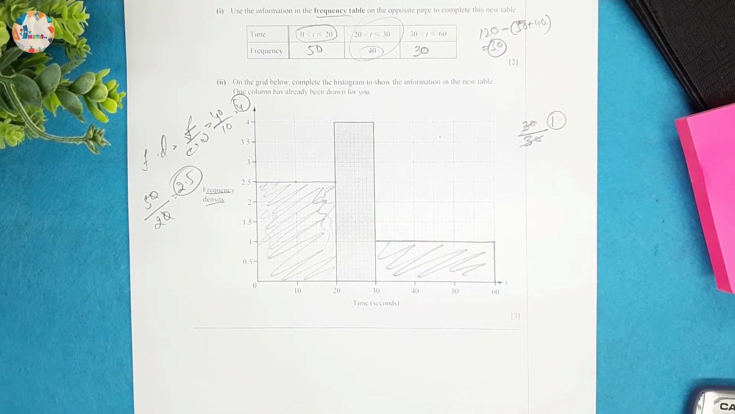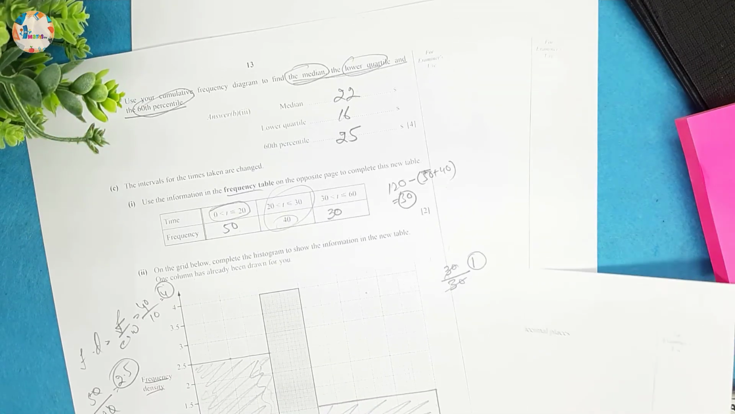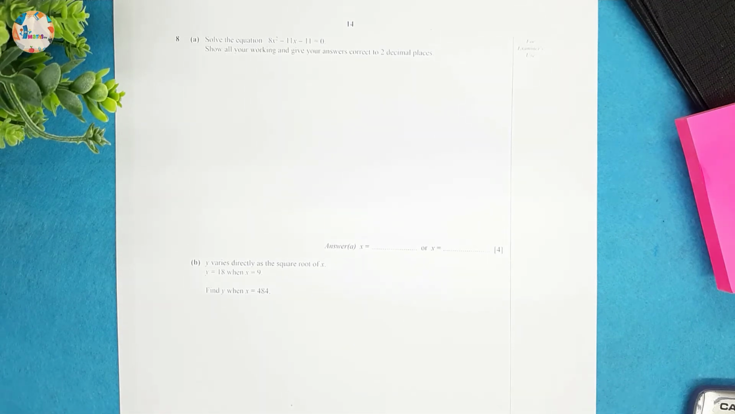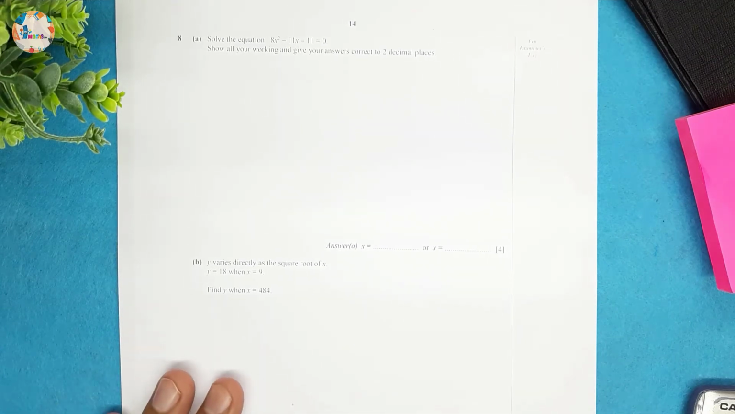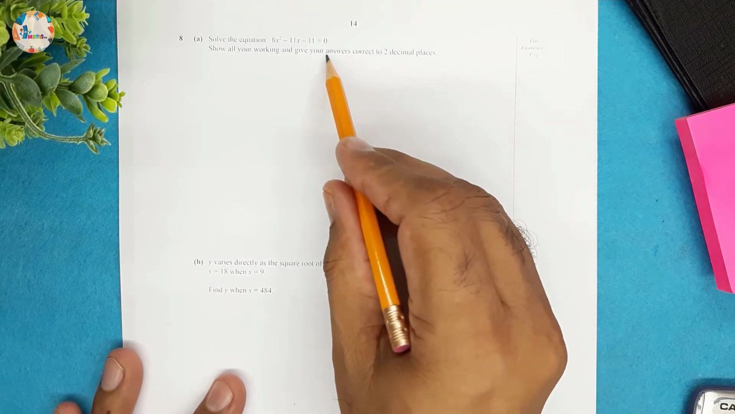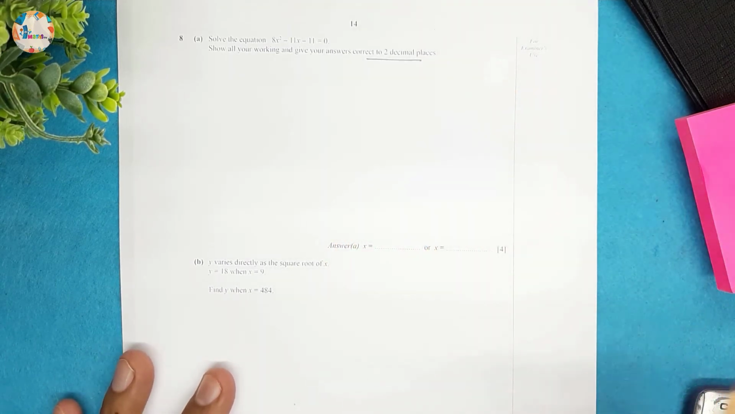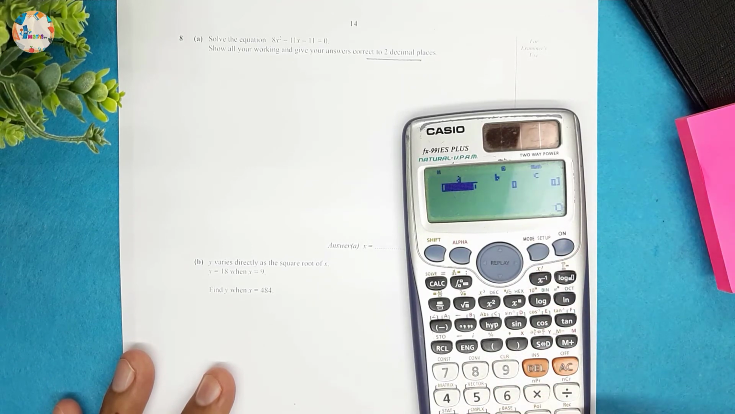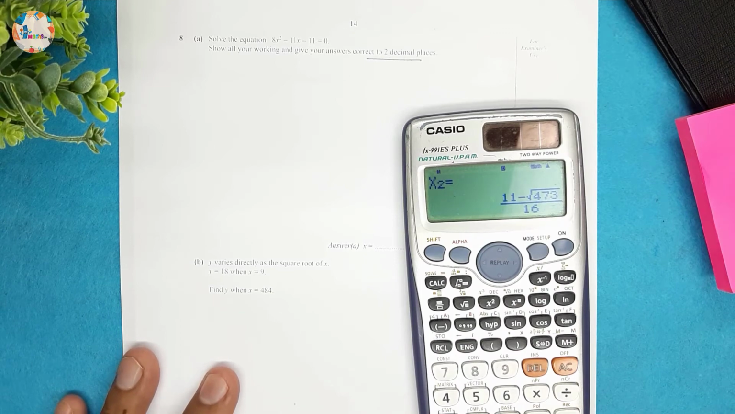Hopefully you got this. Now, next question is question number 8. Solve the equation. This is a quadratic equation we have to solve, and the answer we have to provide correct to 2 decimal places. So what we can do, we can use calculator mode 5-3, and the coefficient of x squared is 8, the coefficient of x is minus 11, and the constant is minus 11. So after feeding these values we will get decimal values.